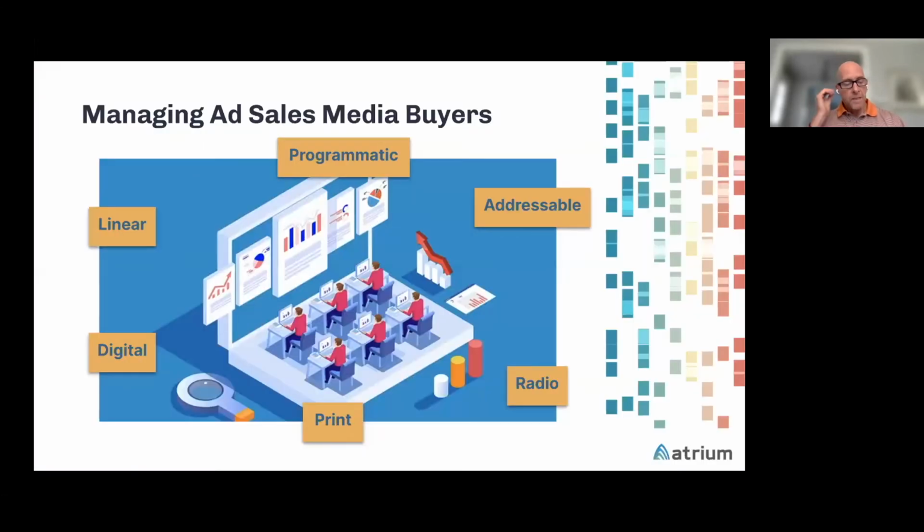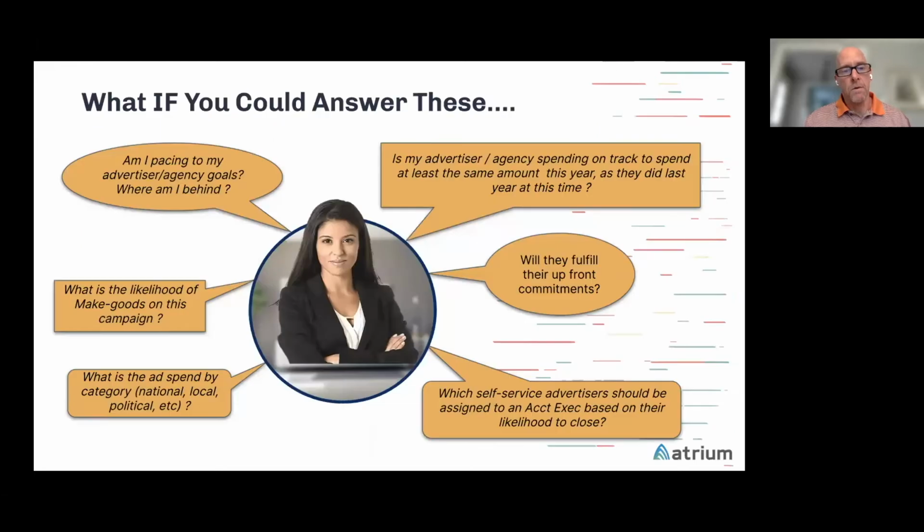Then you add to that some of the complexities in the ad sales arena. There are many different categories of advertising, from traditional print and radio to more modern types around programmatic and addressable. Oftentimes, sales of these different types of advertising can be tracked in different places, and it makes it difficult to get a clear picture of what your total sales are.